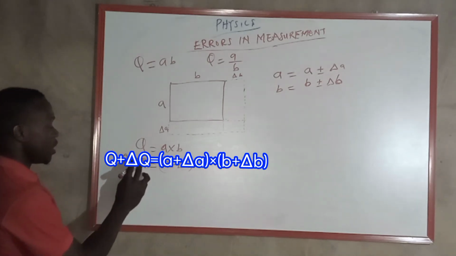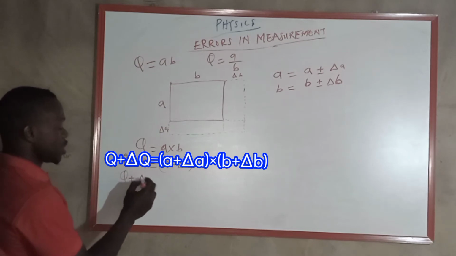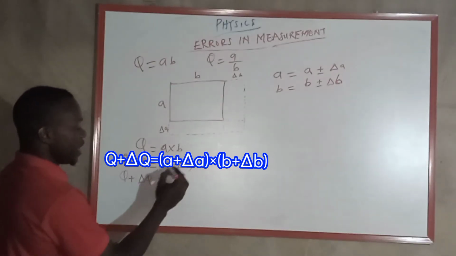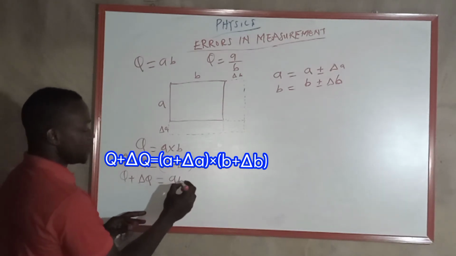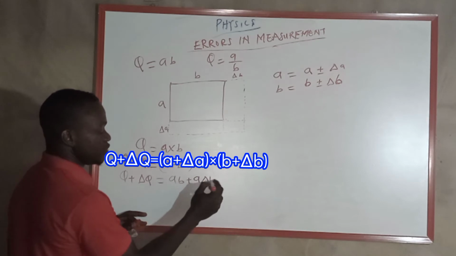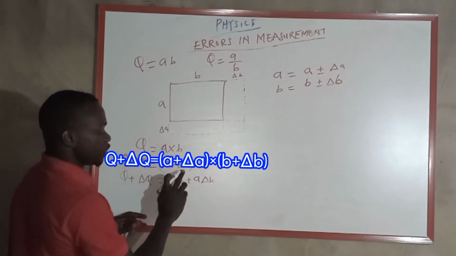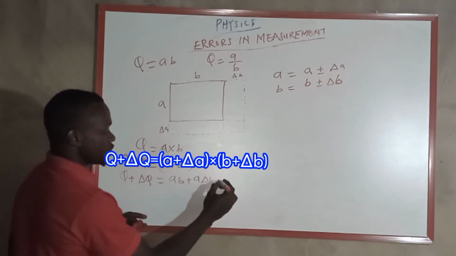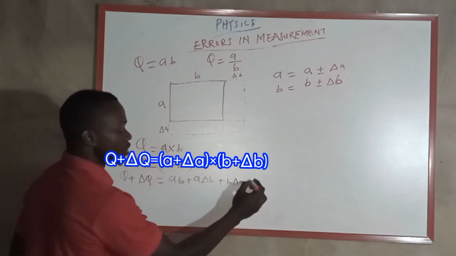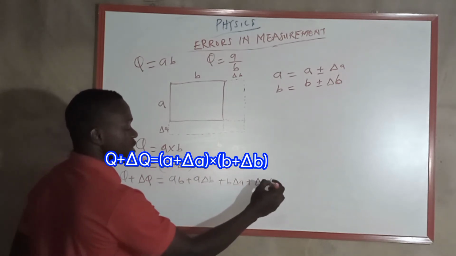So we have Q plus change in Q is equal to, open this bracket, A times B will give us AB. A times change in B will give us plus A change in B. Then change in A times B will give us plus B change in A. And change in A times change in B will give us plus change in A change in B.